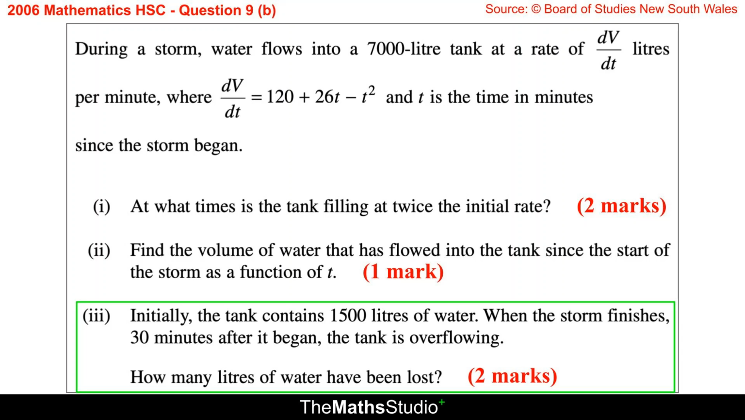Part 3. Initially, the tank contains 1,500 litres of water. When the storm finishes, 30 minutes after it began, the tank is overflowing. How many litres of water have been lost?